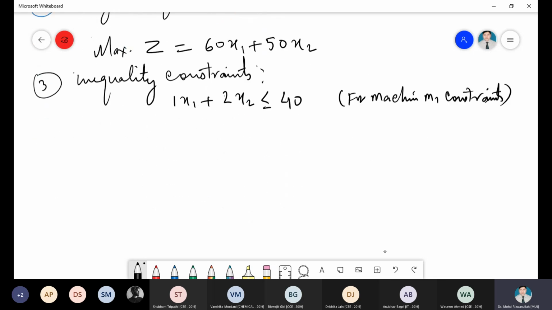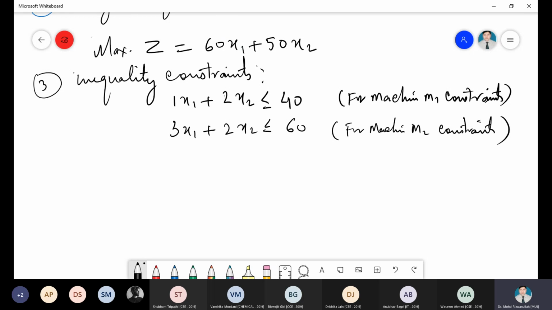Then the second constraint we have here: 3 hours it takes per unit on x1. So this will be 3x1 plus 2x2, that should be less than or equal to 60 hours. This is for machine M2 constraints, right? So two inequality constraints are there. This must be less than or equal; we cannot use greater than.